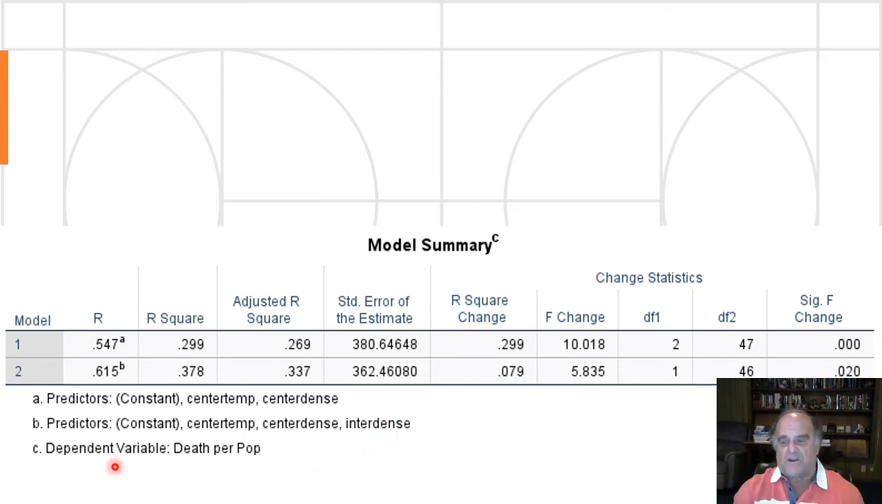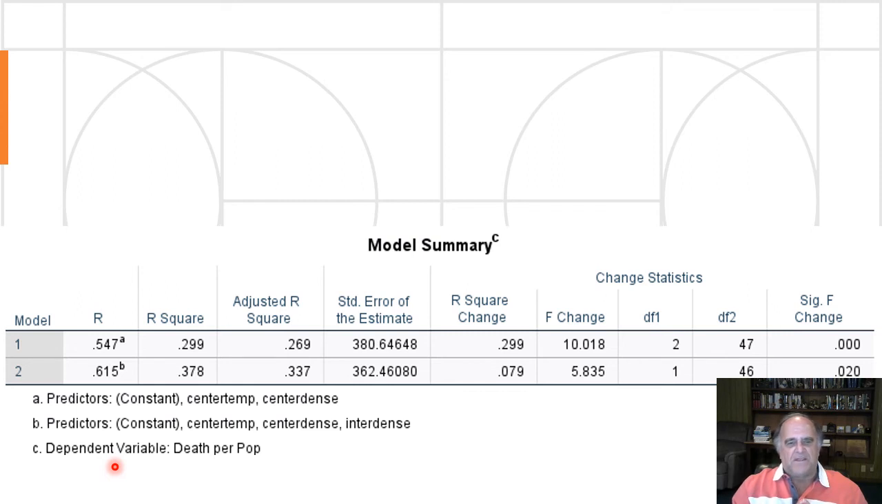You could actually argue you could do this in 3 steps. Enter in the main variable you think is the cause, say center density, and then add in center temperature in the second step, and then add in the interaction in the third step. One of the reasons you might do it in 2 steps is a lot of times you're probably going to want to use both variables in your final equation, but you're going to drop the interaction if it's not significant.